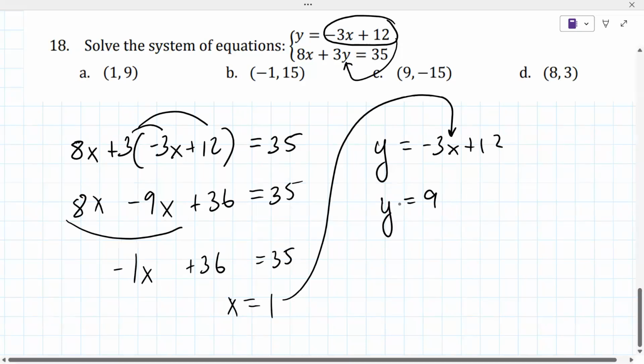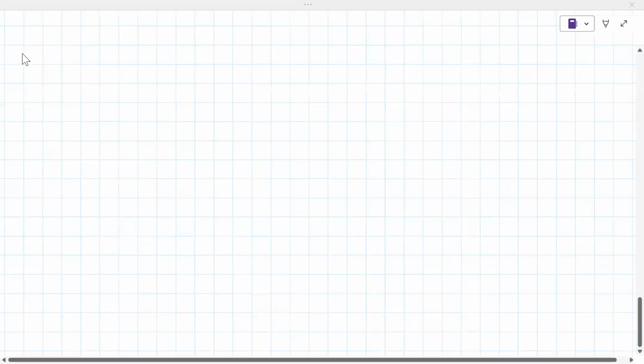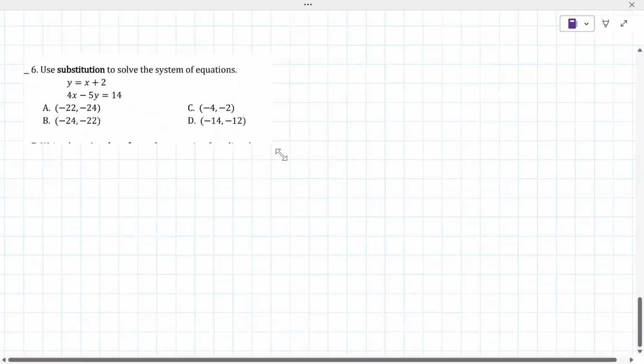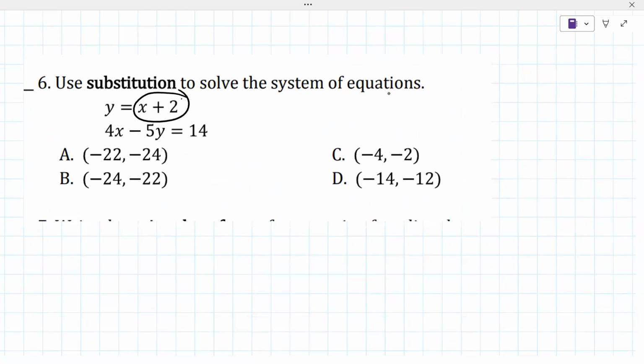All right. Very good. Any questions on this? Because I'm having you do one like it now. Okay. So here is a problem like it. All right. So it says use substitution. So you're going to take the one where it's already solved for, and you're going to put that in for y here.